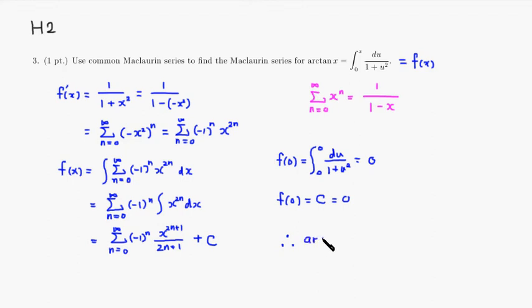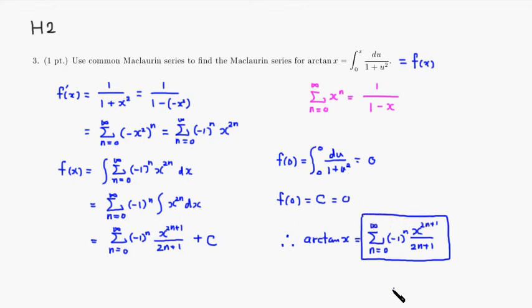So arctangent of x has a Maclaurin series: the summation from n equals 0 to infinity of negative 1 to the nth power times x to the 2n plus 1 over 2n plus 1. So this is the Maclaurin series for arctangent of x. That's it. I hope that this was clear.